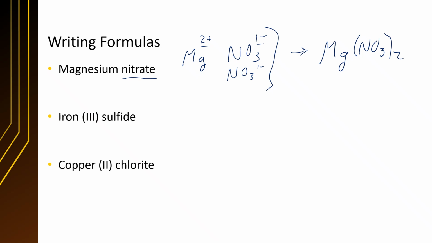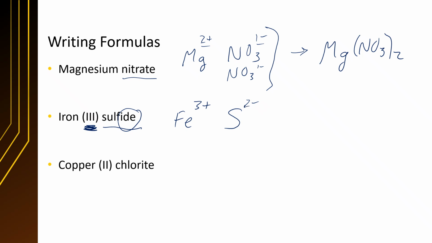The next one, iron 3 sulfide. Iron, they told us here that the charge is +3 because it's a transition metal. Sulfide, see the ide, that tells us it's just S. S is in group 16. It has 6 valence electrons. It wants to gain 2 more.